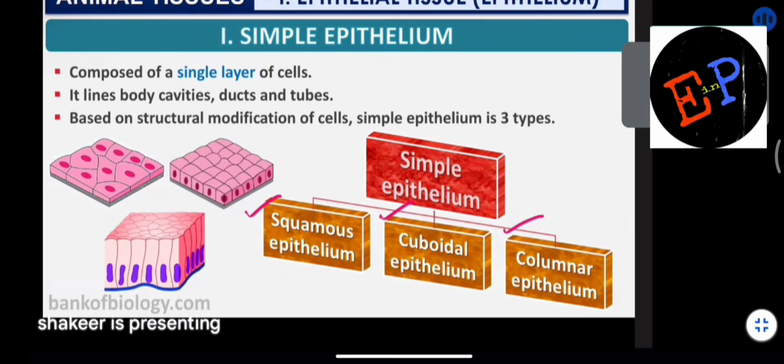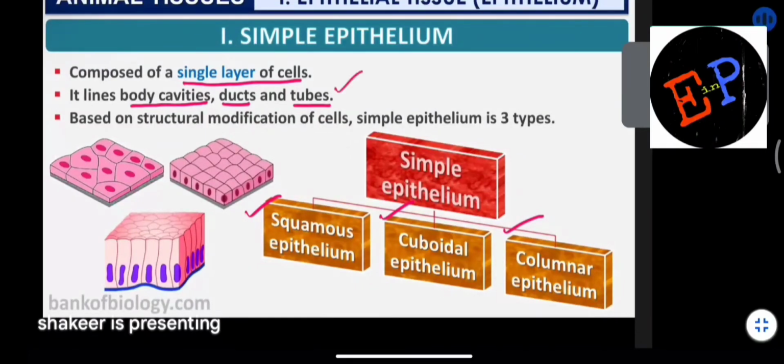Okay, so simple epithelium is made up of a single layer of cells. Already we have studied, it lines the body cavities, ducts and tubes. Ducts means what? In the human body we have two types of glands: glands which have ducts and glands which do not have ducts. Ducts are pipes through which hormones will be released into the body. So these ducts, the pipes, are also made up of simple epithelium. Are you able to understand?